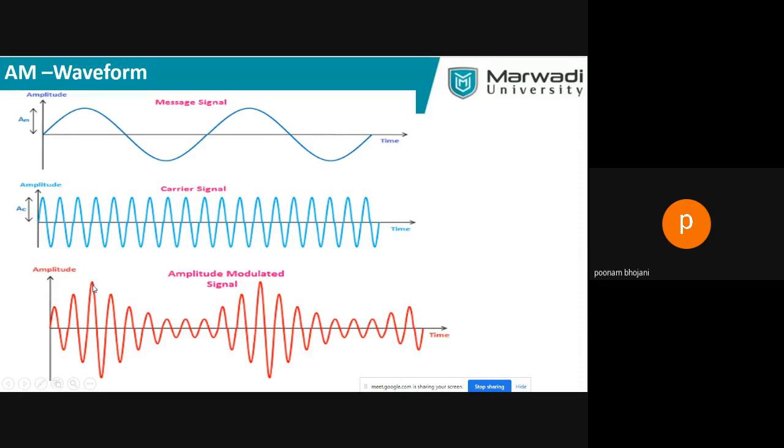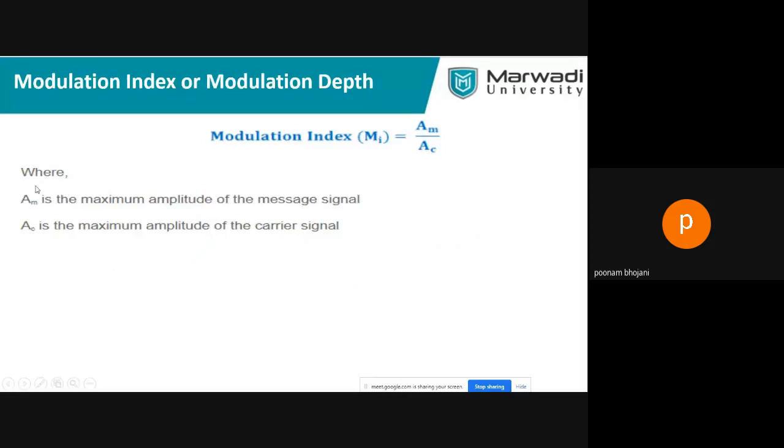And which is the minimum peak over here? This one. So the minimum amplitude is AC minus AM. I repeat, the maximum is AC plus AM, and the minimum is AC minus AM. So AC minus AM is the minimum peak of this modulated signal, and AC plus AM is the maximum peak of the modulated signal. Now, this maximum peak and minimum peak are very important.